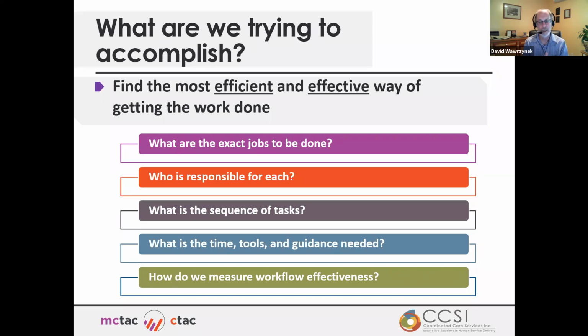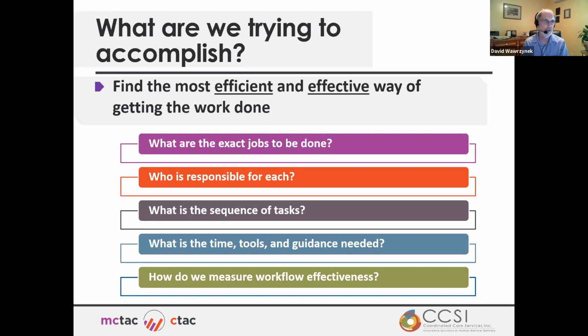What are the sequences? A lot of our workflows are sequential. One person does something, they pass it to another person, they pass it to another person. So there's this flow of work, and we need to understand the sequences. What are the time, tools, and guidance that's needed? Time. How long should it take to do something? When do you need to have it done so the next person can do their job?